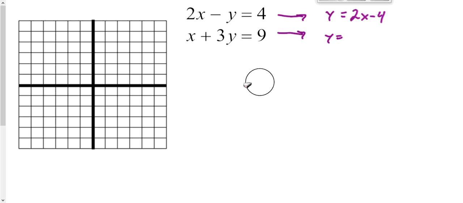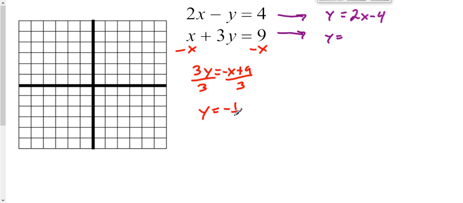Did do a lot of work down here for that one. Second equation, we have to subtract x. This gives us 3y equals -x plus 9. Everybody has to be divided by this 3. We get -1/3 x plus 3 as our equation.